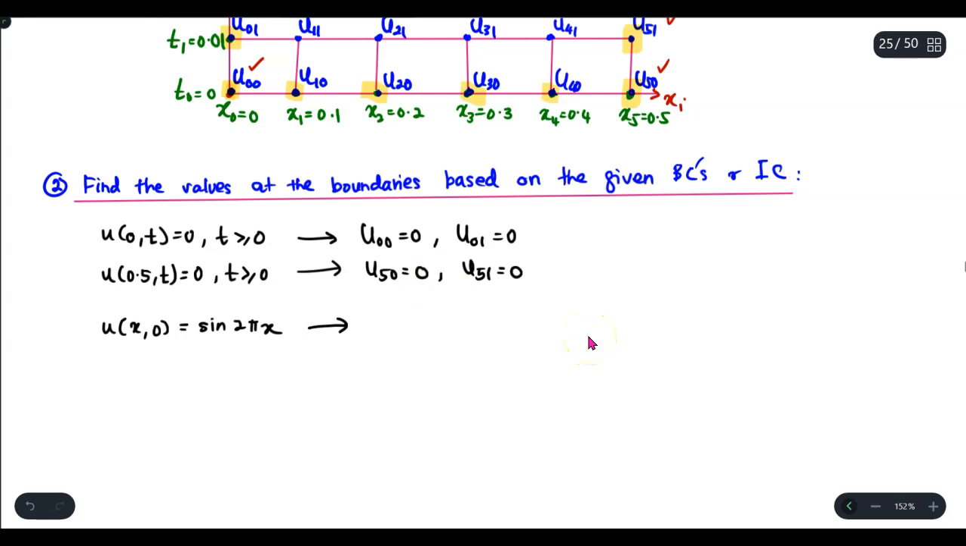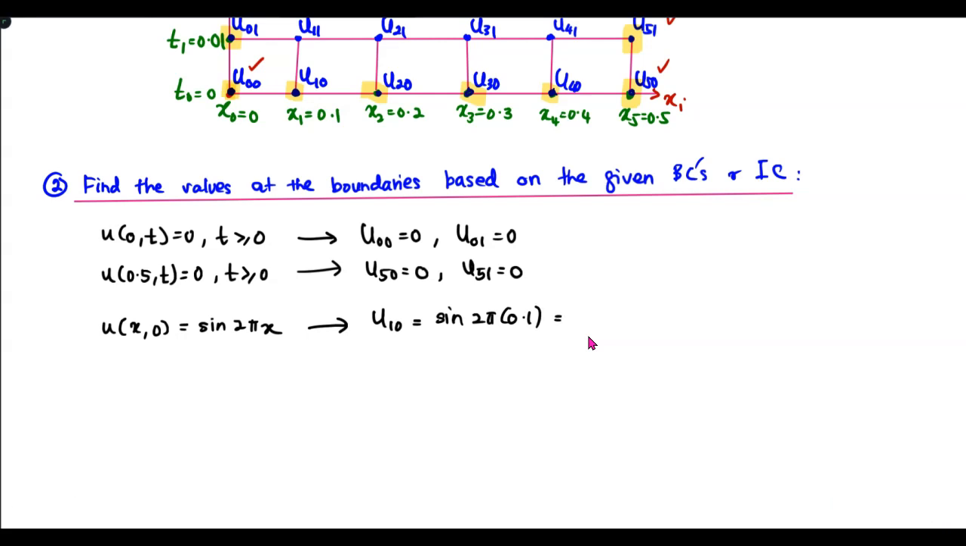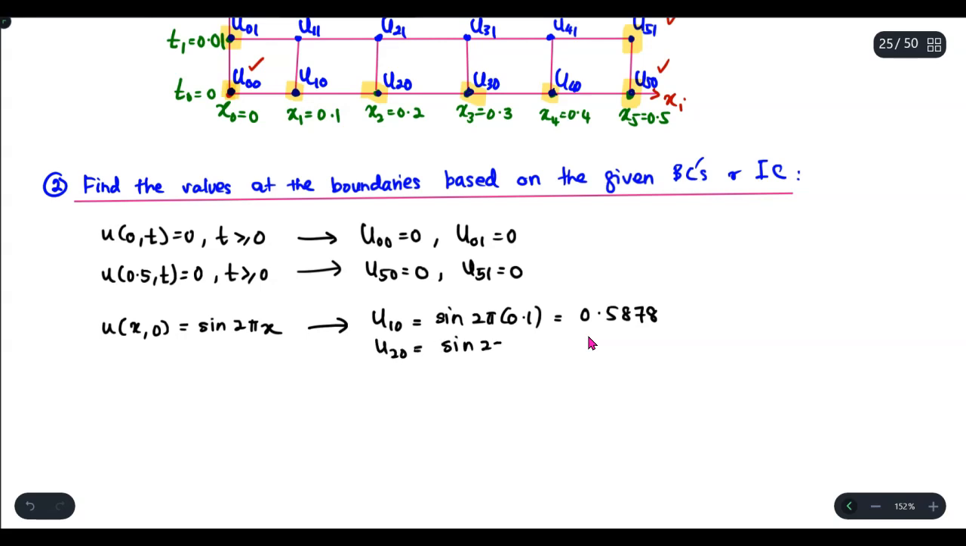Okay, so notes that involve u10. What is the value of u10? It is sine 2 pi x. At that location, x for u10 is 0.1. So you calculate sine 2 pi 0.1, which gives you 0.5878. And similarly for u20, we have sine 2 pi, now x is 0.2, so we have 0.9511.